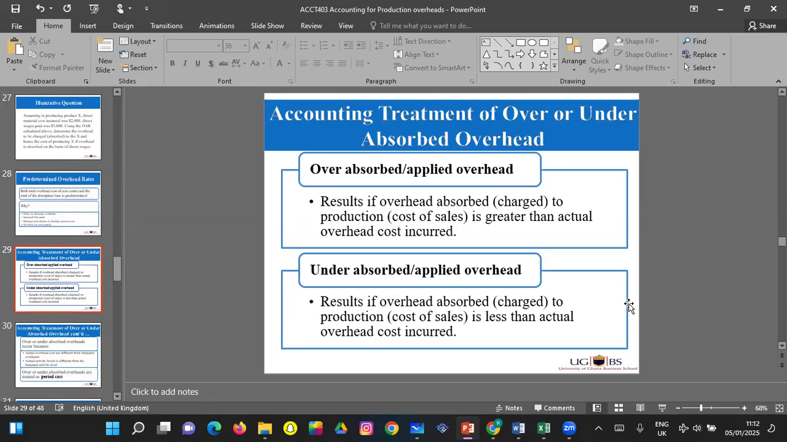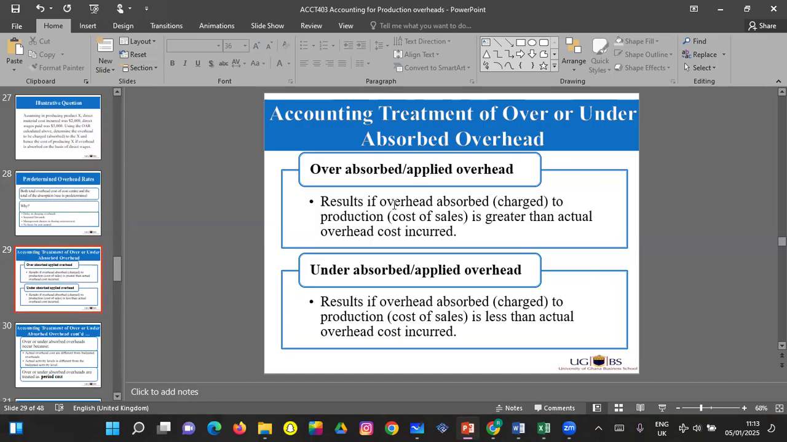So accounting treatment for over and under absorption of overhead. Basically, it's more or less like what we do in our normal accounting. If you are expected to charge a particular expense and then you overcharge it, and later you find out that you've overcharged it, then you treat the difference as an income, right? It will be added back to the profit. But in case you undercharged, then you subtract the difference from the profit. That's the same thing we are going to do.